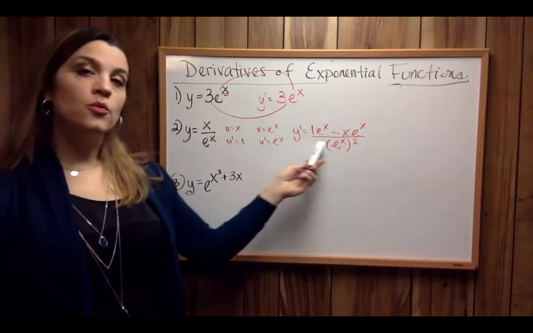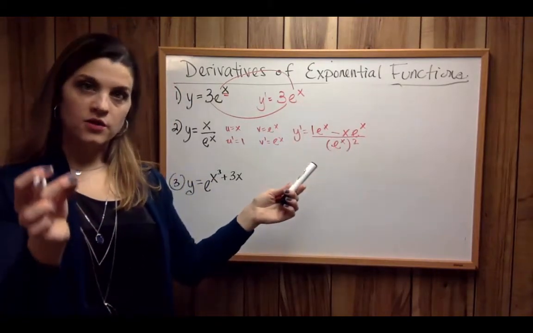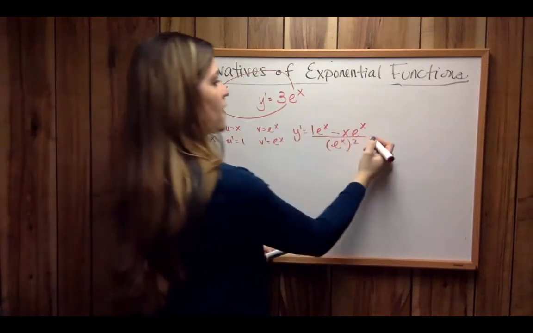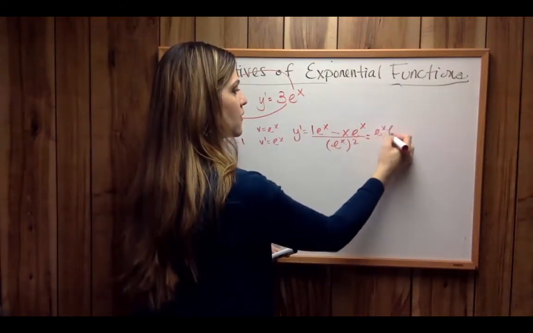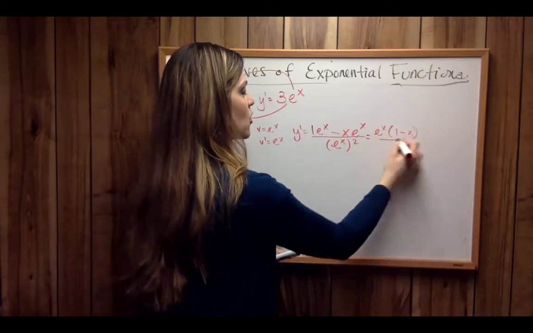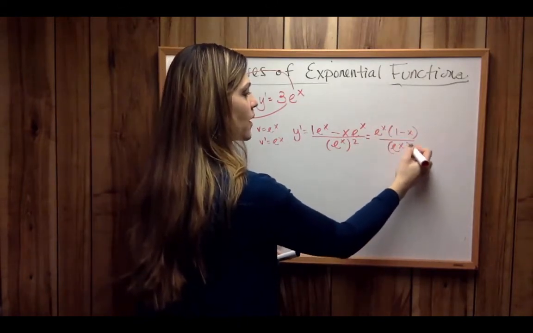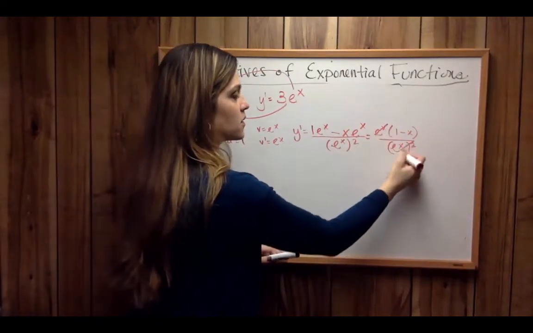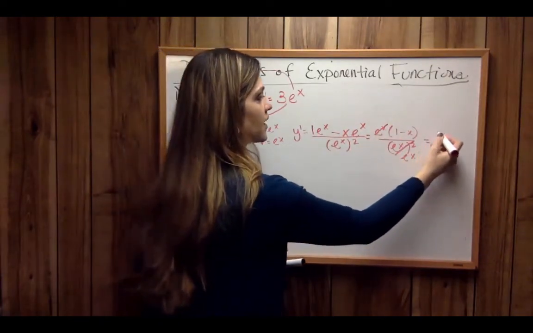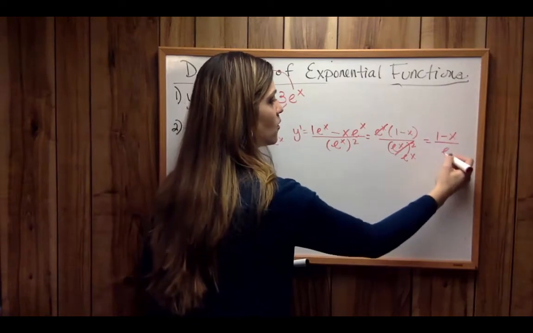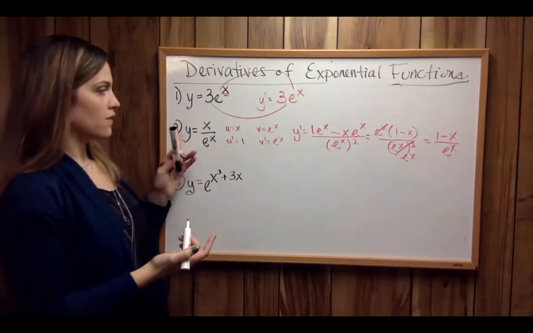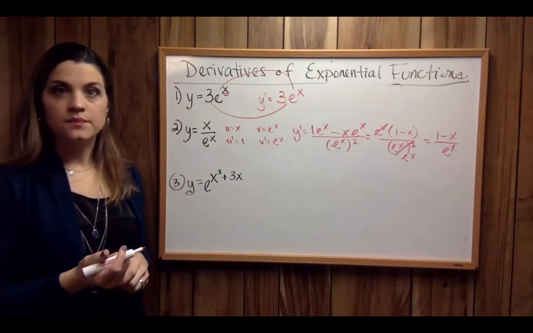Now, in your numerator, you have a common factor. The common factor is e to the x, so you can factor that out. When you factor out e to the x, you're left with 1 minus x all over e to the x squared, which just means one of the e to the x's can now factor out. And so your final answer is 1 minus x all over e to the x. And that is the derivative of x over e to the x.